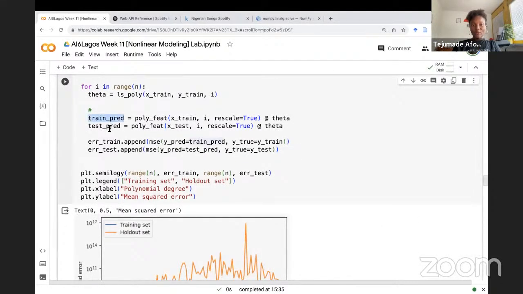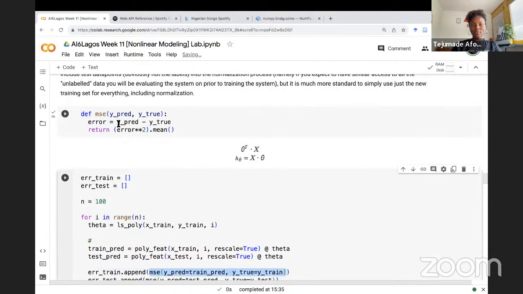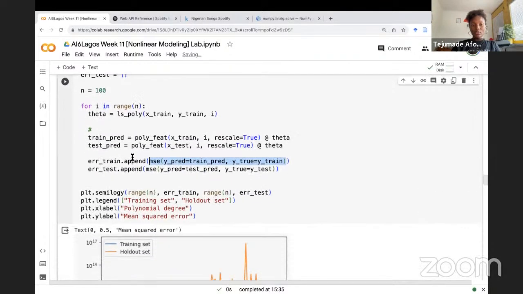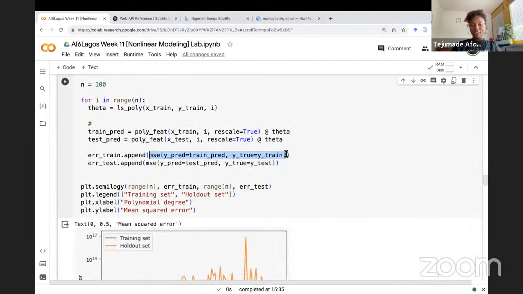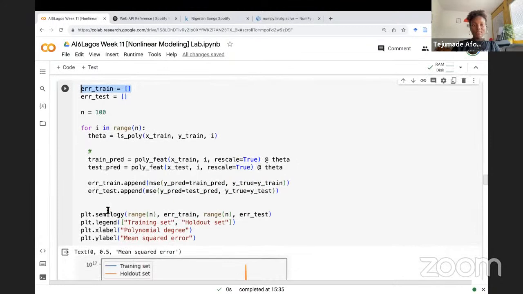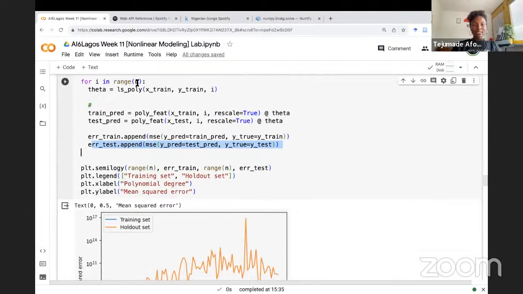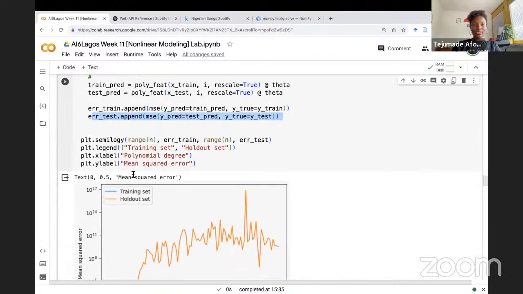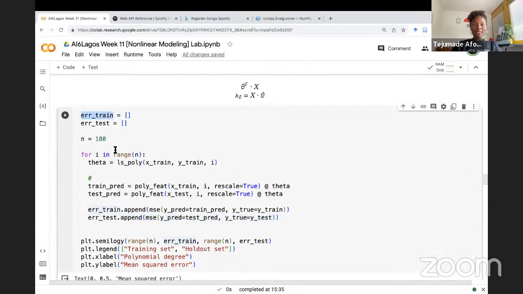So for our train prediction and our test prediction, we compute the mean squared error. Remember, mean squared error is just the prediction minus the true value, squared and averaged. This gives you one value, the error for this particular i. You append it to the list that you initialized up here. You do the same for your test set, append it, and do that n times. Once you have that, you will get a list of how many samples?